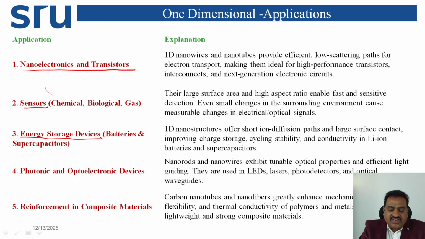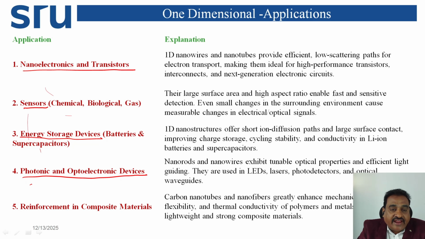So, one dimensional nanomaterials are used in photonic and optoelectronic devices. Nanorods and nanowires exhibit tunable optical properties and efficient light guiding. They are used in light emitting diodes, lasers, photodetectors, and optical waveguides.